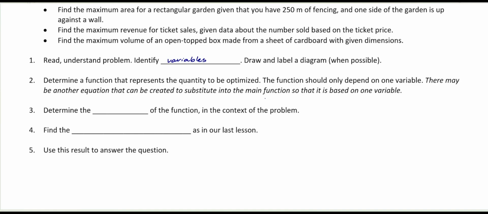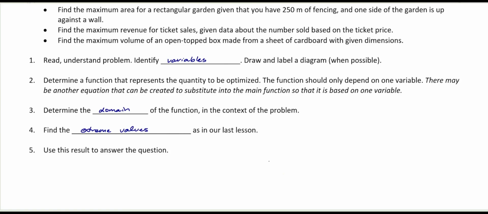The next thing that we're going to do is determine the domain of the function in the context of the problem. So what are the allowable values for the independent variable? And then we're going to find the extreme values as we did in our last lesson. So recall, you find the first derivative, set it equal to 0. That will give your relative extrema. And then you find the function at those extrema and also compare it to the endpoints.